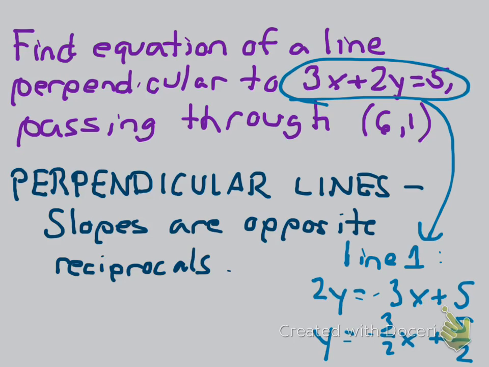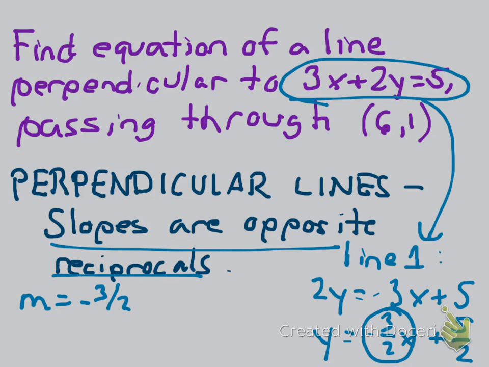A lot of fractions, but not so bad here. The main event is to look at the -3/2. The slope of this first line is -3/2. So the original line has a slope of -3/2. What will the slope of a line perpendicular to it be? Well, the slopes are opposite reciprocals. That means I'm going to take this slope, flip it upside down, and change the sign. So 2/3. The new slope that we're looking for of the new line will be 2/3.